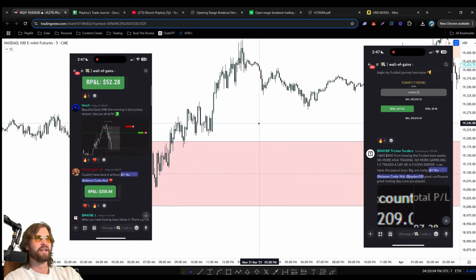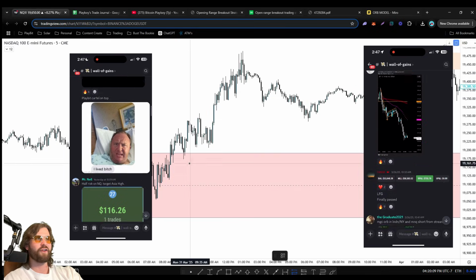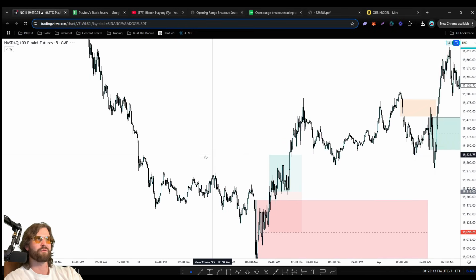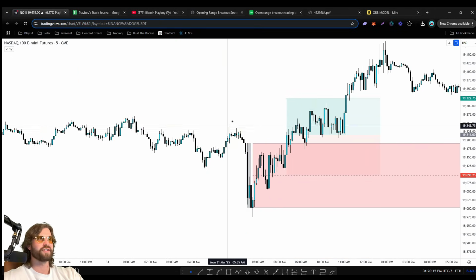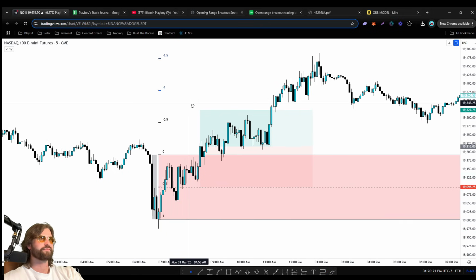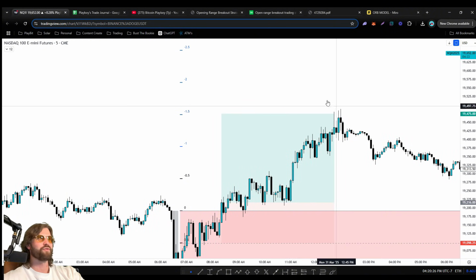Here's another one, right? Here's the opening range high, opening range low. Wait for a 5-minute close outside. Here's your 5-minute close outside. Take entry immediately. Stop loss at 50% of the range. And then what you're going to do is take your Fibonacci retracement like I taught you. And you're going to pull it from the low to the high.